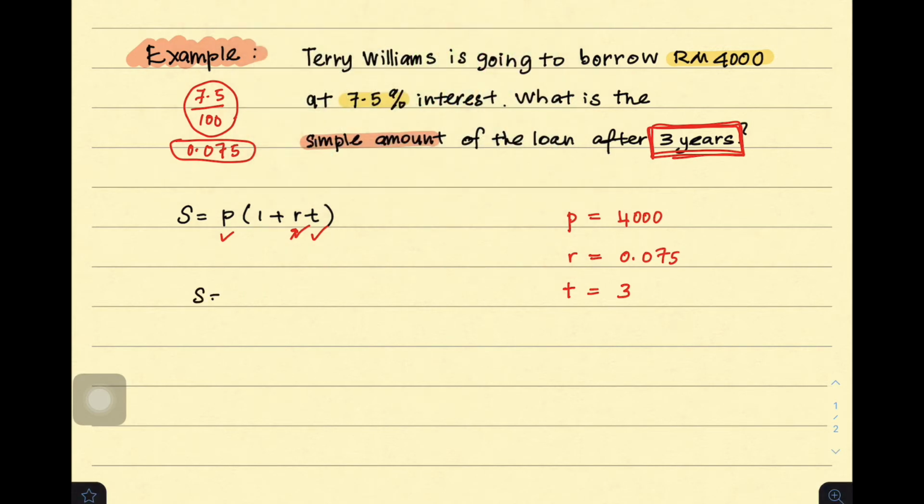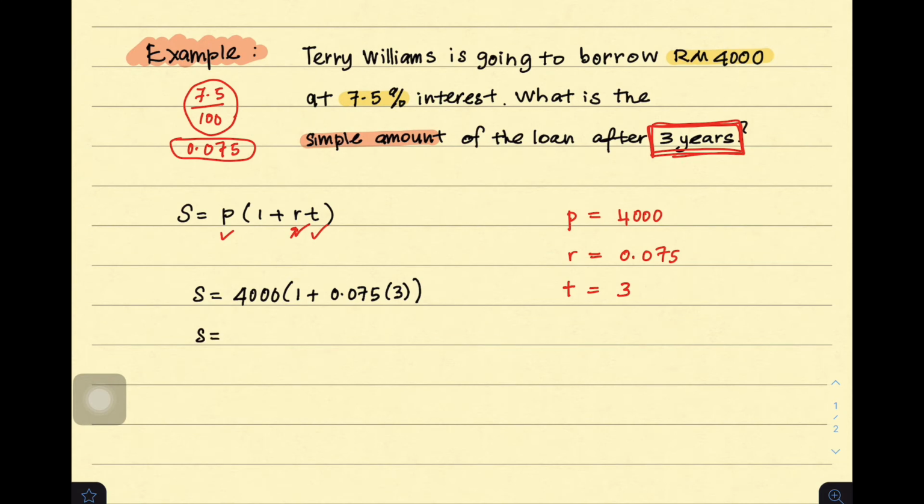So S is equal to, so masukkan je kat dalam formula. P awak adalah 4,000, so 4,000 times with 1 plus with R times T. So your R is 0.075 times with 3. So you can calculate by using calculator. Okay, so you need to settle in the bracket first. 1 plus with 0.075 times 3. Then you times it with 4,000. You will get S is equal to 4,900. Okay, so this one is the simple amount.